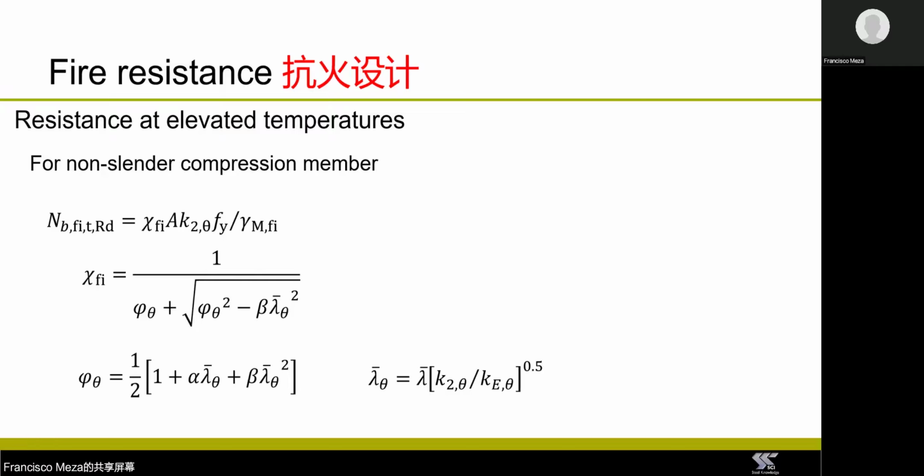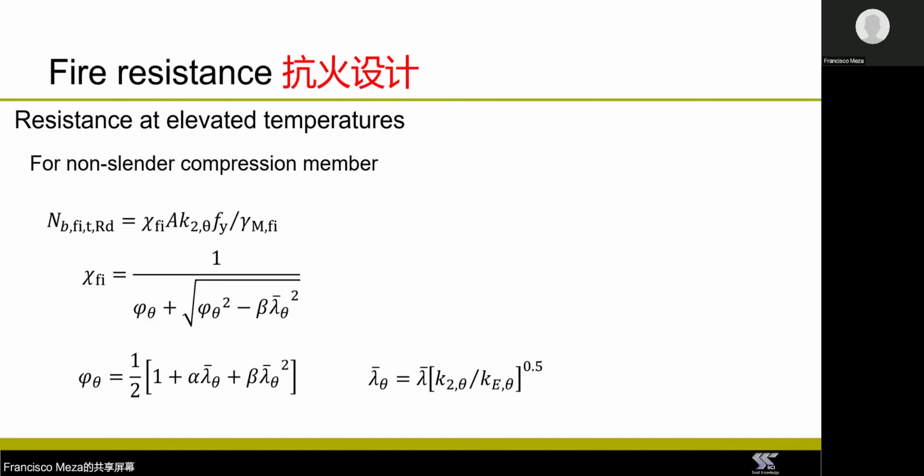Now, as the temperature in the steel member increases, the member does not only lose its strength, but it will also lose its stiffness. And this is something that happens with both carbon steel and stainless steel. But the rate at which the strength and stiffness is lost is different for carbon steel and stainless steel.